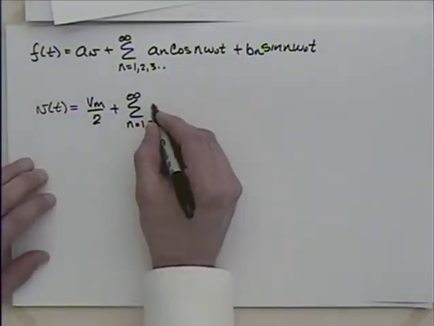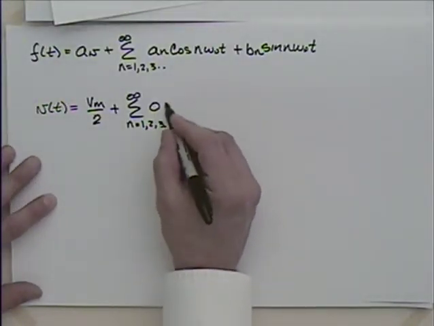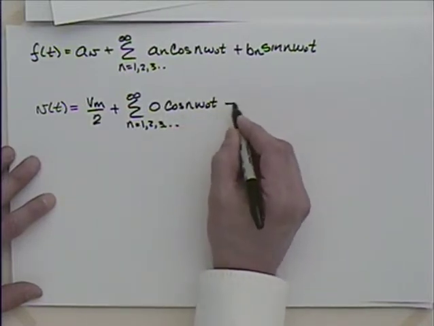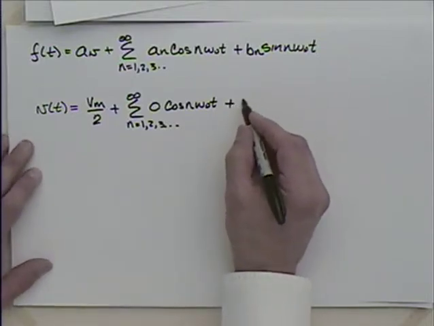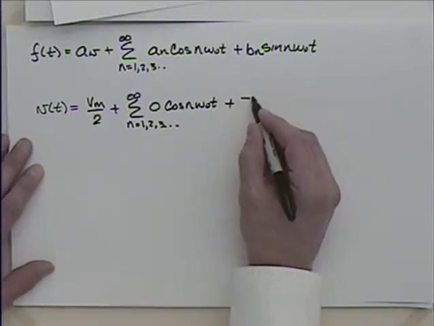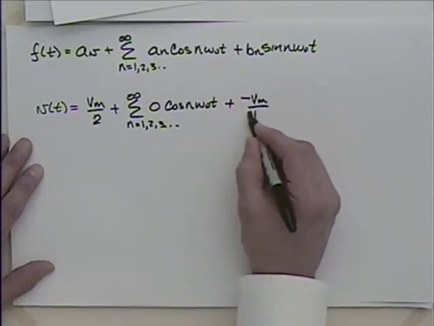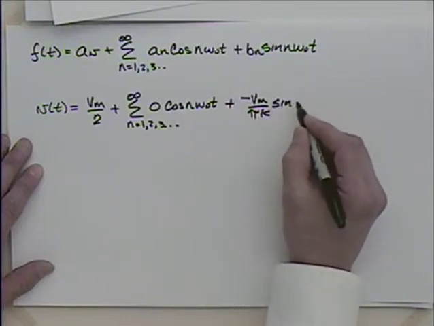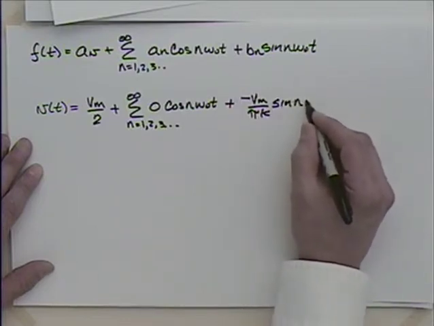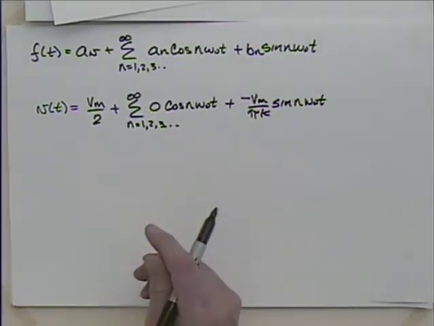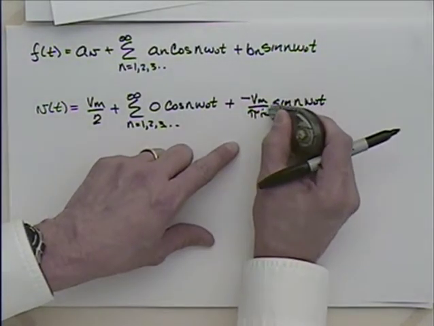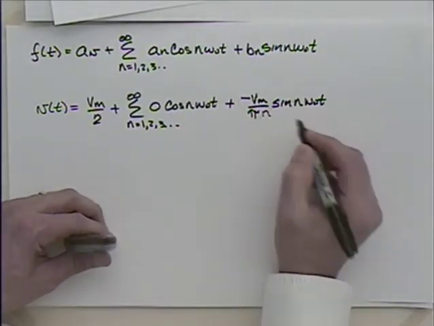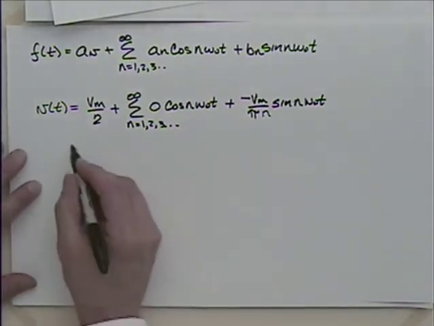Okay, so I have 0 cosine n omega naught t, obviously that goes to 0, plus b sub n. We just finished up with b sub n, that was our minus v sub m divided by pi k times the sine of n omega naught t. And I'm going to switch that. I should have done that already. I switched the k to n. There we go.